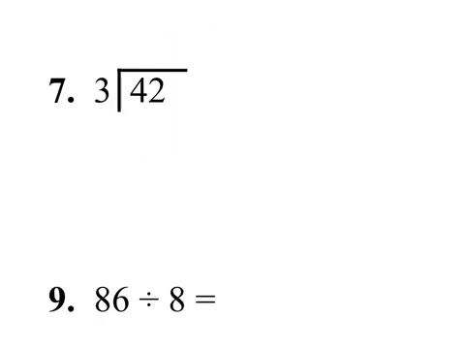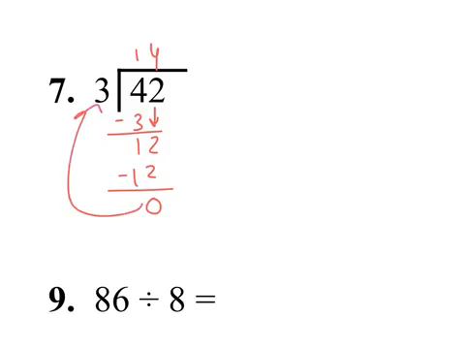Okay, number 7, I've got 42 divided by 3. In this one, we have to take them one place value at a time. When you're doing long division like this, you're going to start off with your biggest place value and work your way from left to right. So how many times will 3 go into 4? 3 will go into 4 one time. 1 times 3 is 3. Subtract those, I get 1. And then I'm going to bring down the 2. 3 will go into 12 4 times. 4 times 3 is 12. 12 minus 12 is 0. My remainder is smaller than my divisor, so I'm done. And my final answer is 14, remainder 0.